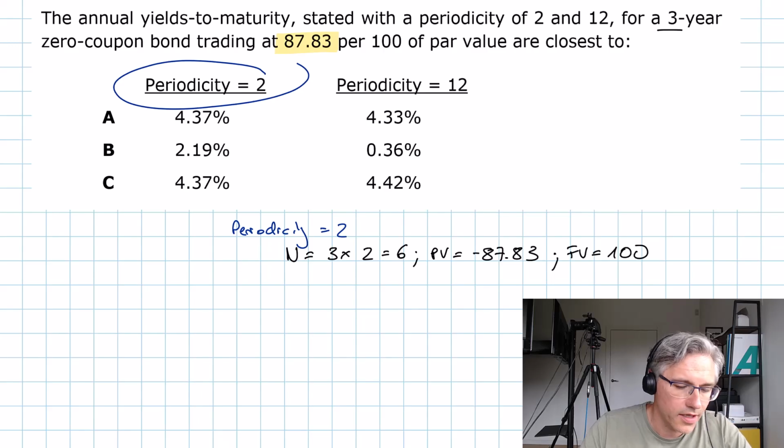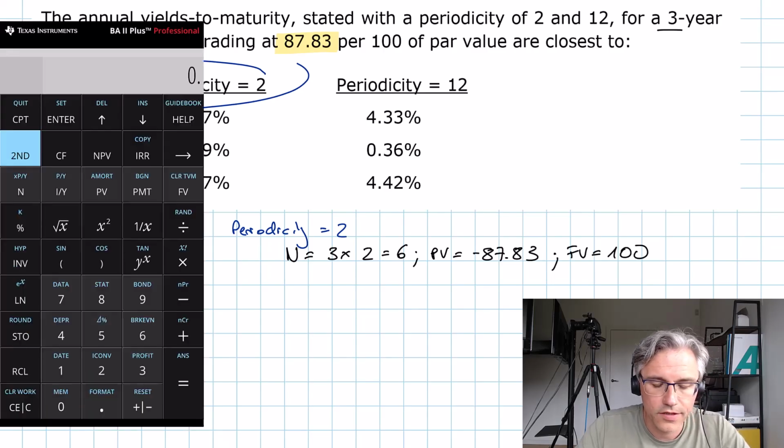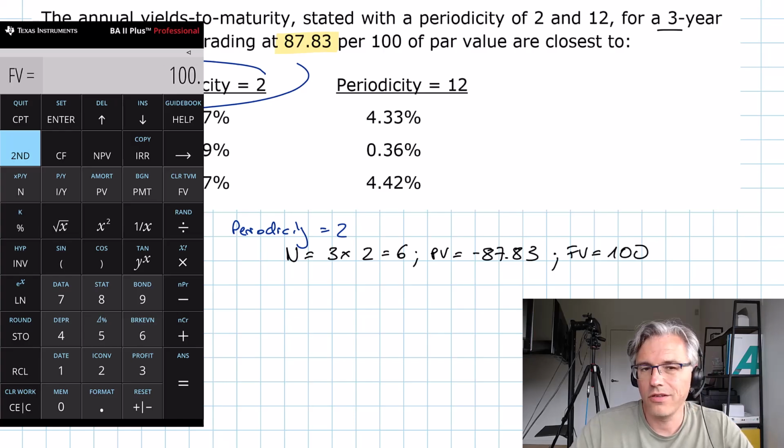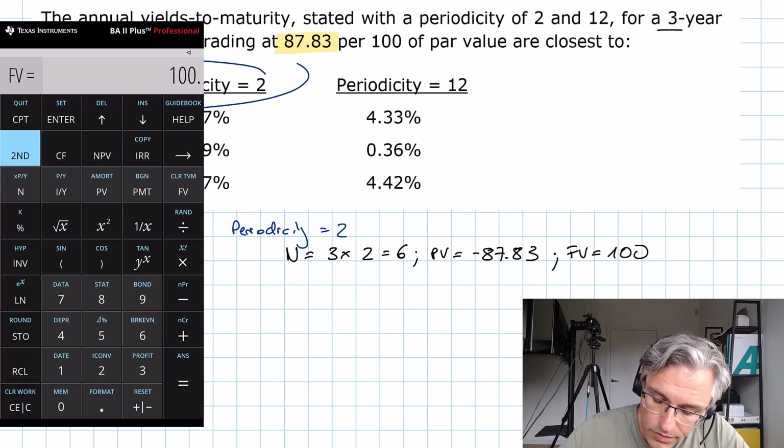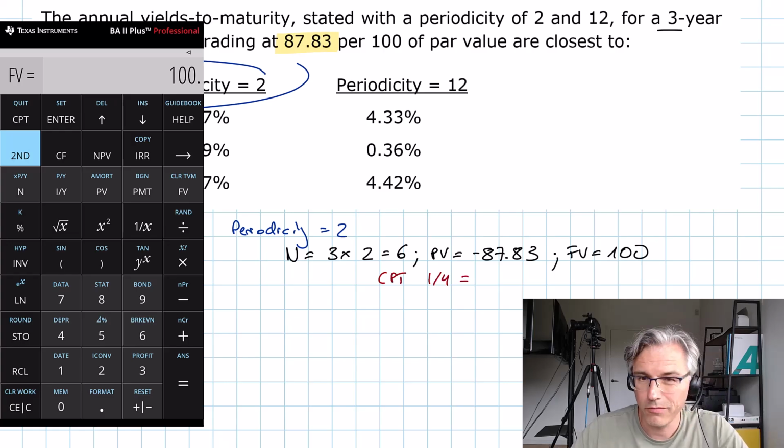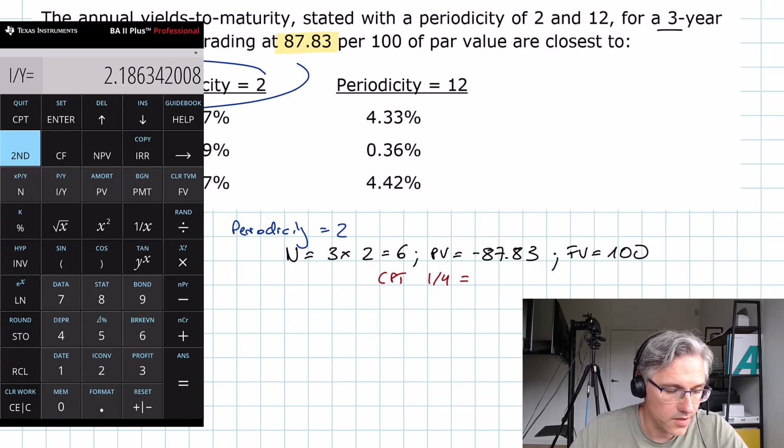So let's take the calculator, second FV, to clear the time value of money worksheet. I've got my 6 for N, 87.83 negative, that's the PV, 100 FV. Because I cleared the time value of money worksheet, I should have nothing sitting on the PMT. Now compute I/Y. Of course, if you didn't clear your time value of money, you'll probably have something sitting there from the previous problem. Okay, let's see what it is. It's 2.186, but this is once again the yield per semi-annual period.